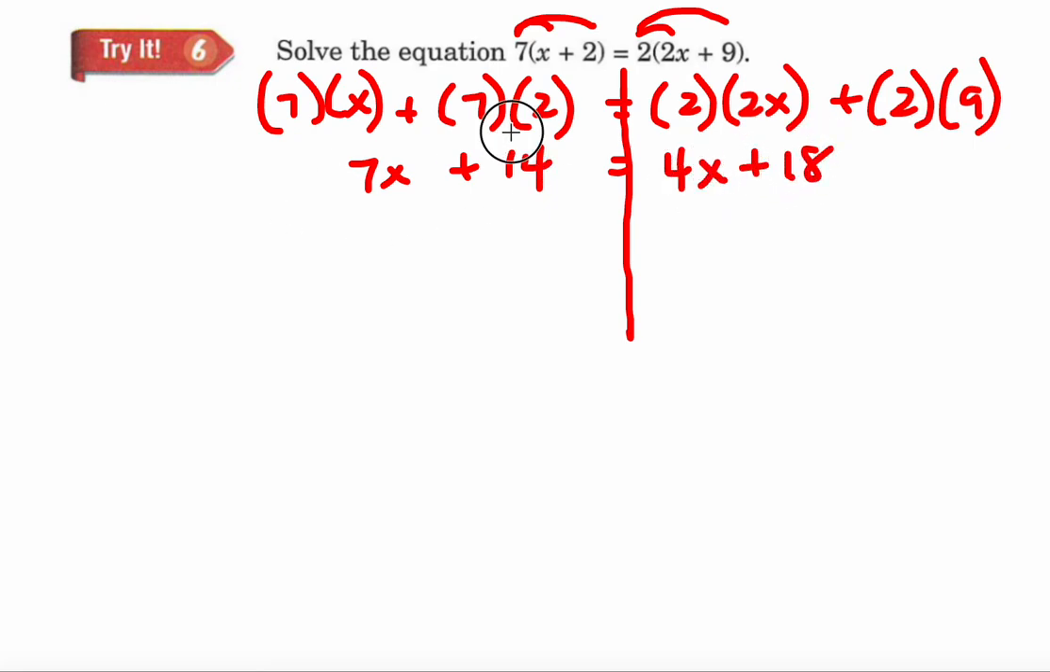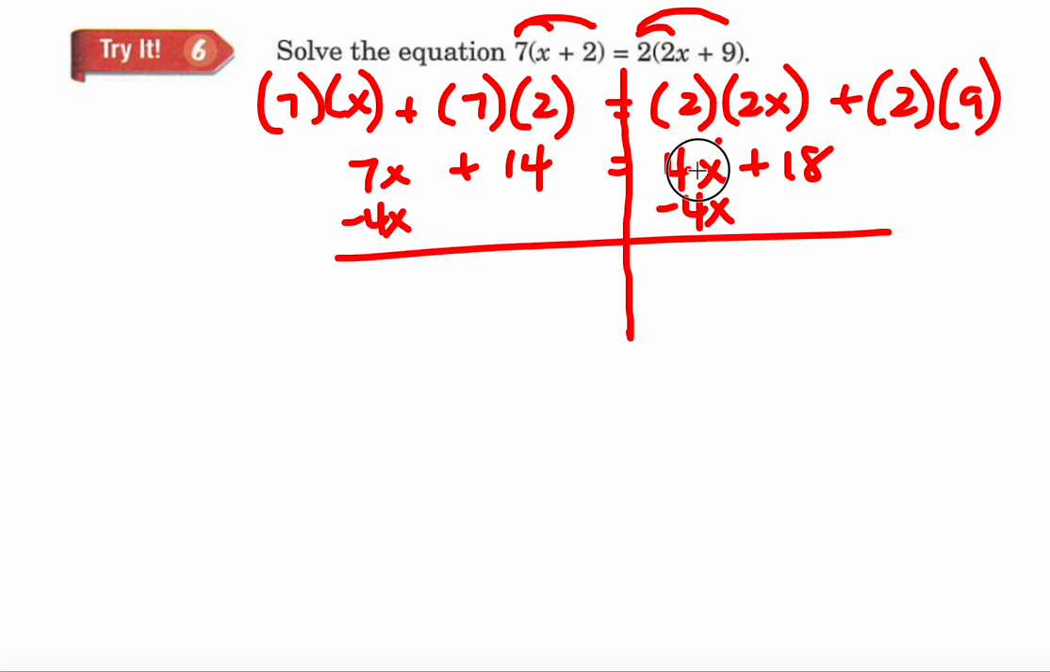Okay, can I combine anything on the left-hand side? No, I can't, because I have an x and a no x. Can I combine anything on the right-hand side? Nope, I have an x and then I have one that doesn't have an x. So I'm just going to do my normal moving of my x's, my variables, to join each other. 7x is bigger than 4x, so let me move the 4x. Subtract 4x over there, so that 4x minus 4x is done and canceled out. 7x minus 4x is 3x plus 14, just got 18 left over on the other side.